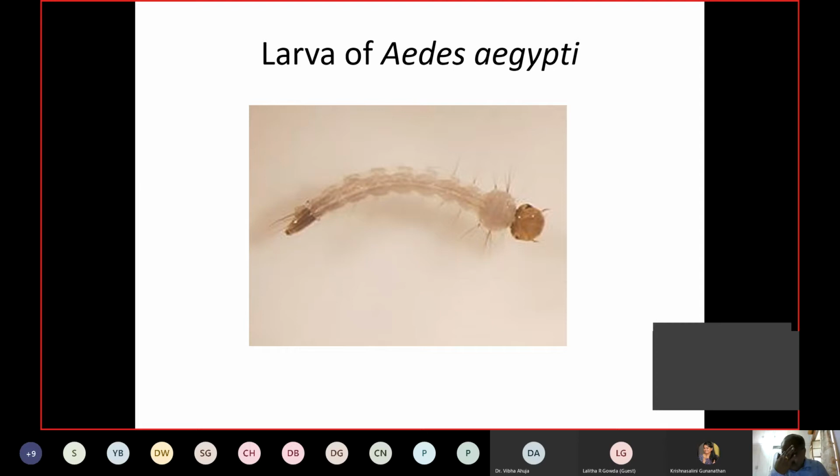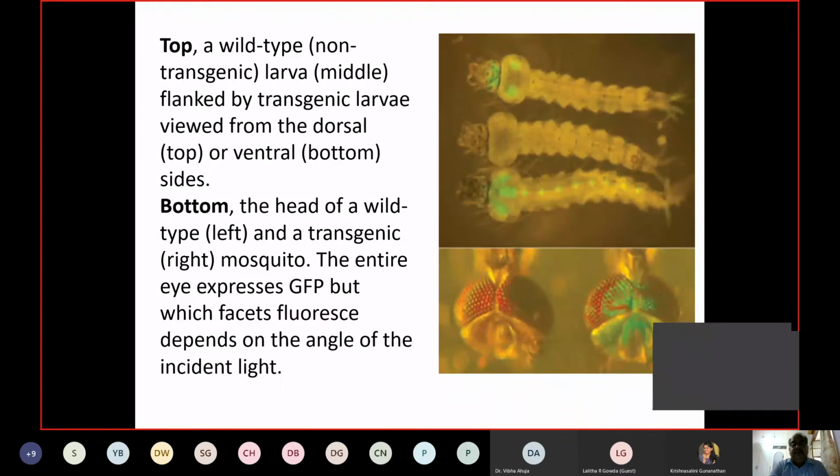And because most of the lab studies are done on the larva, it is very important for us to understand the larva morphology and its behavior. How do we identify a larva of the vector which is a non-GM mosquito or a non-transgenic mosquito, and the larva which is descended from the transgenic mosquito?